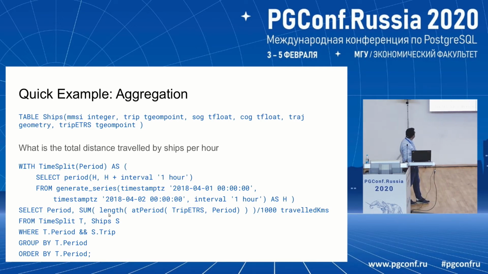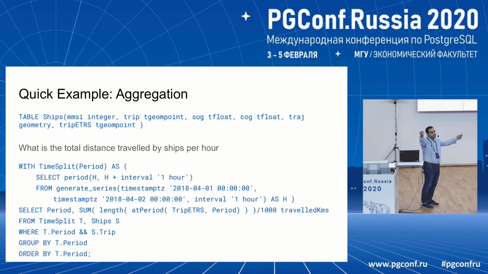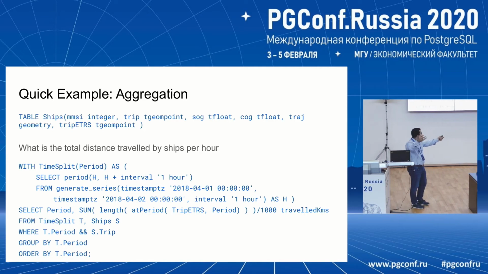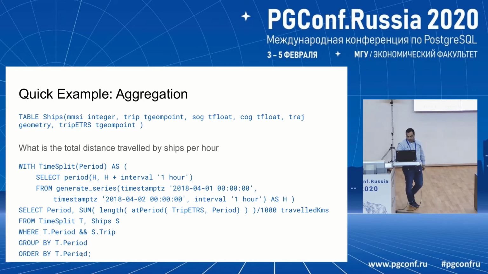This part is a more interesting part. For every hour, we restrict the trip trajectory to this hour. So we get a part of the trajectory. For this part, calculate the length. This is also a MobilityDB operation. And the length is going to give the total distance in meters. Then do an aggregate of sum, a regular aggregate, divide by 1,000 to be kilometers, and group everything by period, which is hour of the day.